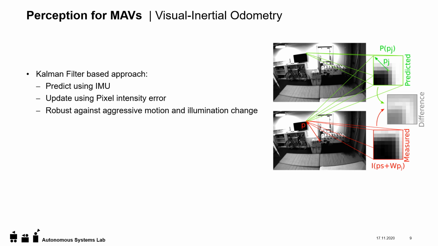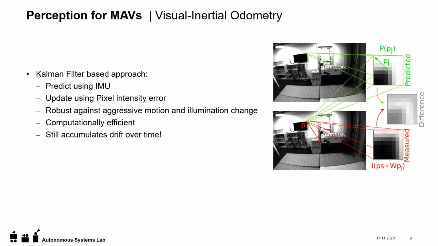It is robust against aggressive motion because it uses the high frequency IMU to forward predict where the features will lie in the next frame, and it uses this patch intensity error, which is quite robust against illumination change compared to some of the feature methods that are in the literature. It's computationally very efficient because we don't have to perform any optimization as such.